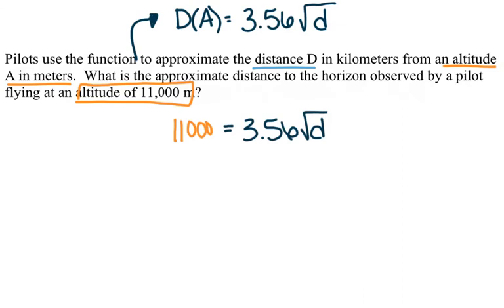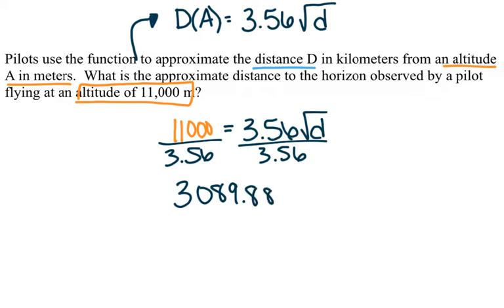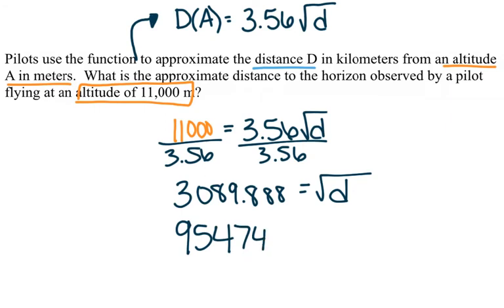Okay, so for this one, D is standing for distance, and D of A is talking about altitude. So it tells me the altitude is 11,000, and now I'm just going to work backwards to figure out the distance. So first thing I'm going to do is get rid of that 3.56 by dividing by 3.56 on both sides. And I get 3,089. I'm going to round this to 888. And then the last thing I'm going to do, the way you get rid of a square root is you square both sides. And this is a really big number. So approximately this much.